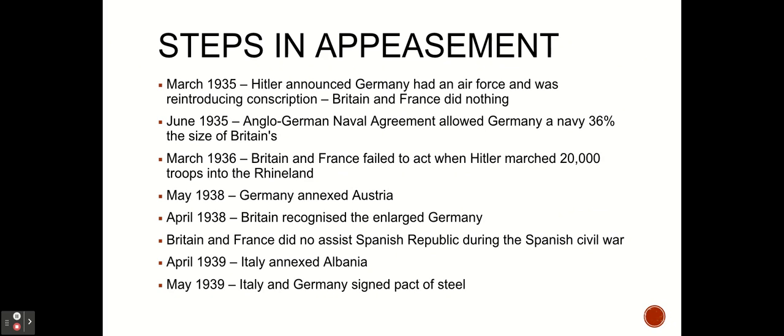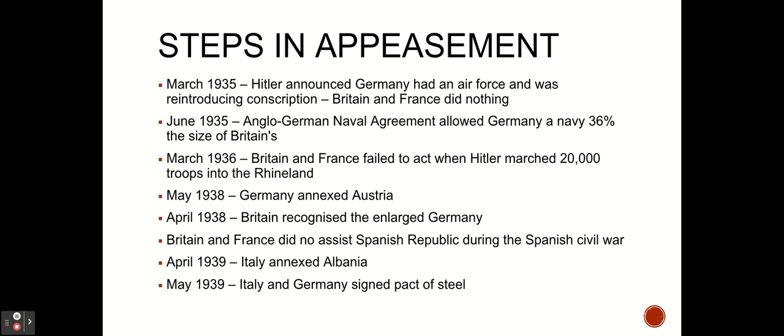The steps that they took in appeasement. In March 1935, Hitler announced Germany had an air force and was reintroducing conscription. Britain and France did nothing, despite the fact that this was a breach of the Treaty of Versailles. So you can see it's starting quite early on. In June 1935, the Anglo-German naval agreement allowed Germany a navy 36% the size of Britain's, so substantially smaller. In 1936, Britain and France failed to act when Hitler marched 20,000 troops into the Rhineland.